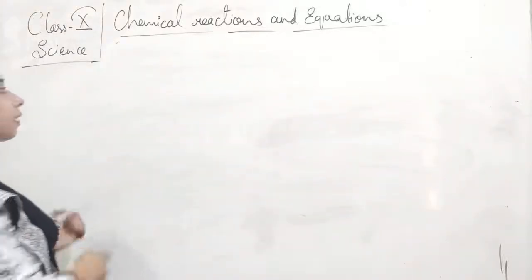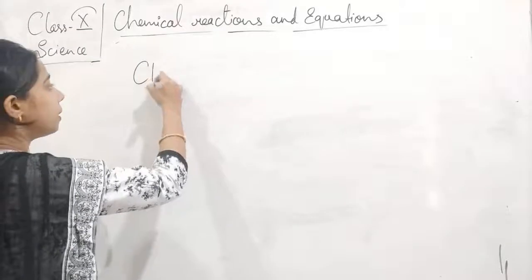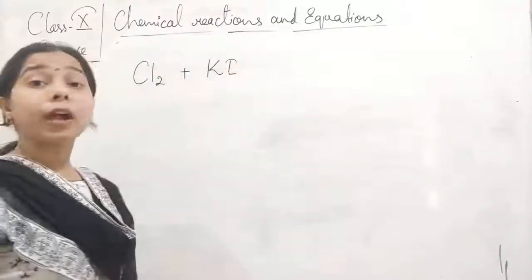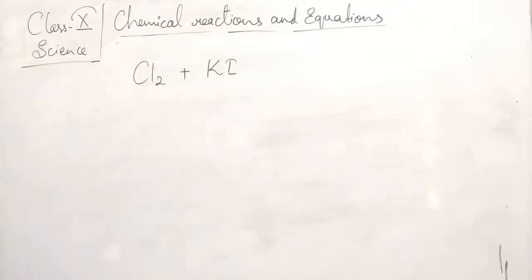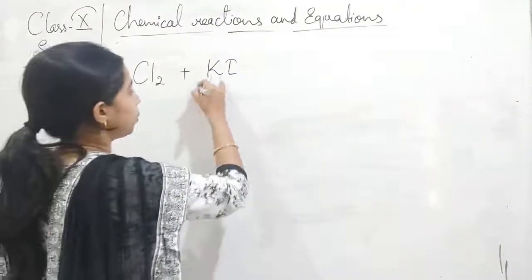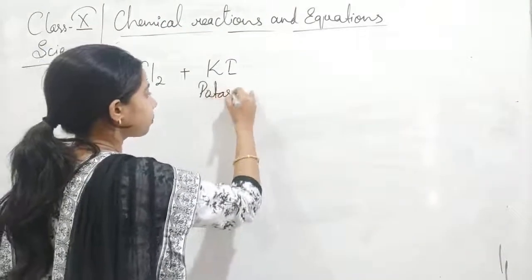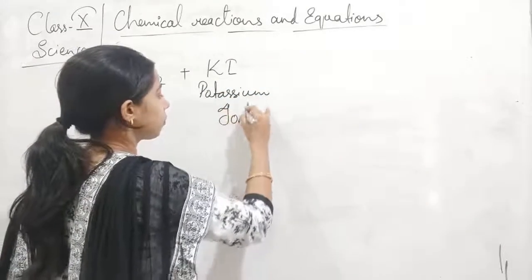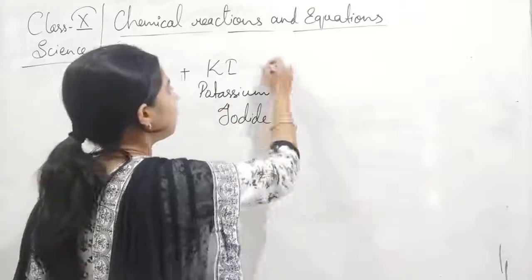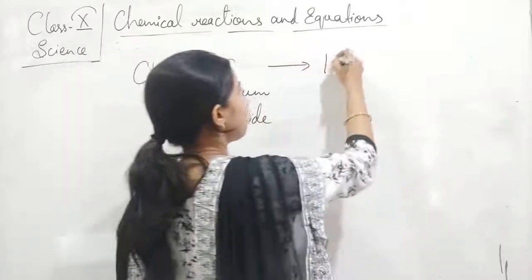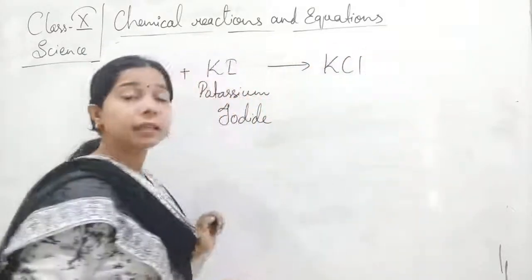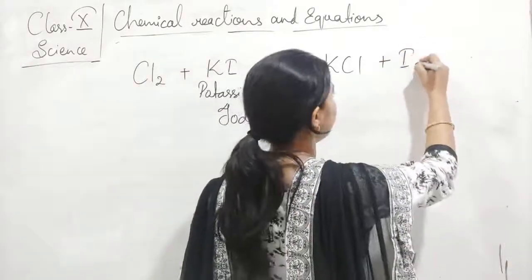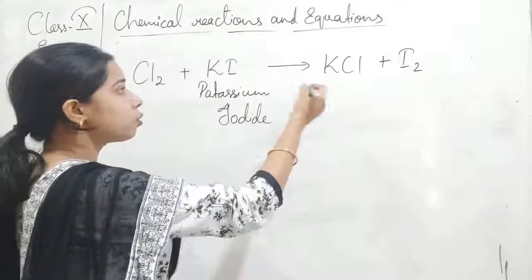Like you see, suppose we take chlorine, Cl2, and this chlorine reacts with potassium iodide. Sorry, potassium iodide. Then there is a formation of potassium chloride, that is KCl, and I2 will be released. Now we are able to balance it.